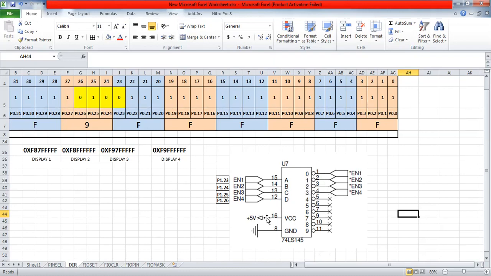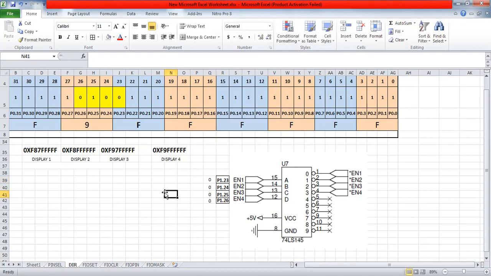Suppose you want to select the first display, then you have to force the value as 0, 0, 0 and 0. That means the 26th pin, 25th pin, 24th pin and 23rd pin should be 0, 0, 0, 0. If you provide this value, then the corresponding 0th line of the decoder will be activated and becomes 0, whereas the rest of the output pins will become 1. So in turn you are going to select the first display unit to display the number.